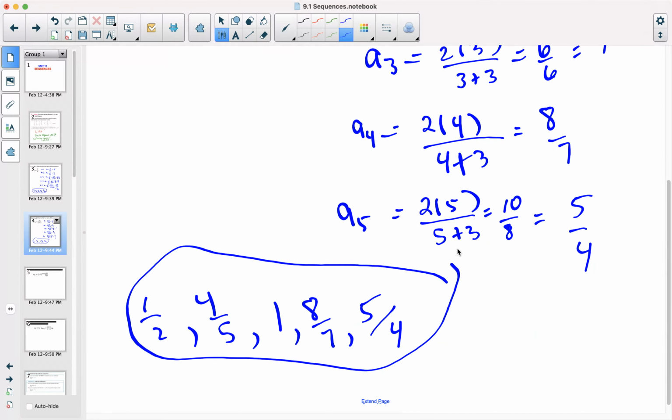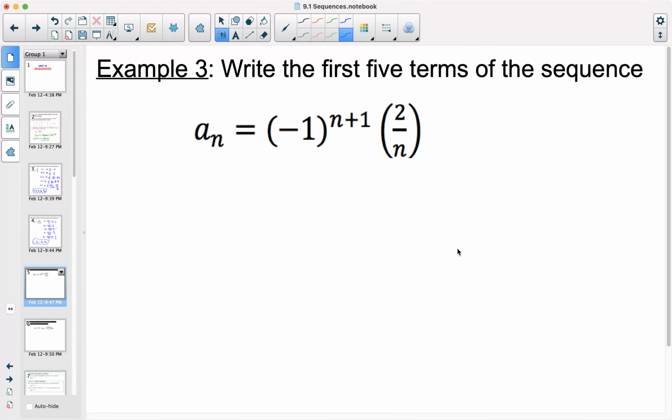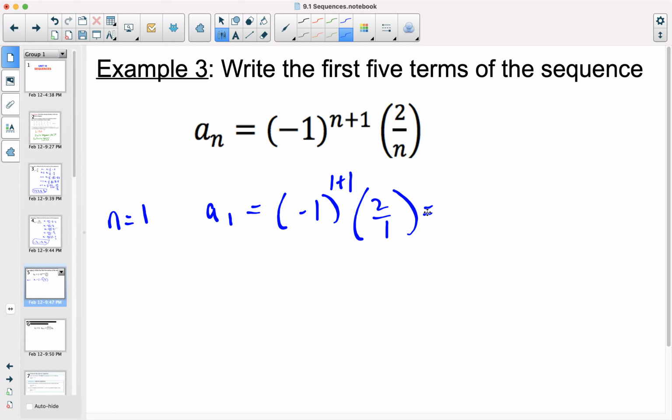Again, pretty basic, right? The first 5 terms of the sequence, it's a list. Next page. Okay, so example 3. Let's start again. When n is equal to 1, the first term is -1 to the 1 plus 1, times 2 over 1. So let's go back to review PEMDAS with you. -1 to the second power is positive. So the first term is 2.